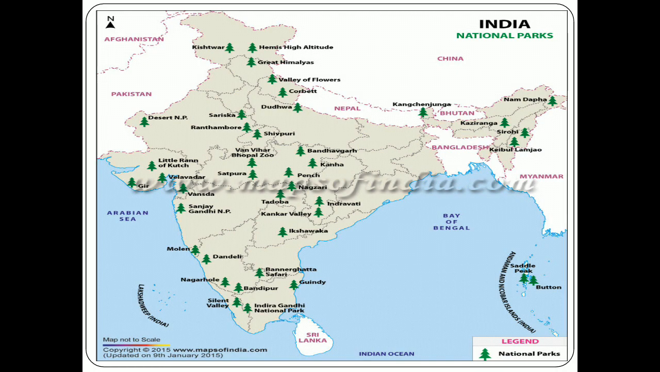Sundarbans is at the Ganga and Brahmaputra confluence. A large mangrove forest is available in the Sundarbans. And then Kanha National Park of Madhya Pradesh, where the Barasingha, a swamp deer, which is also the state animal of Madhya Pradesh, is found. So these are some of the national parks we have discussed.